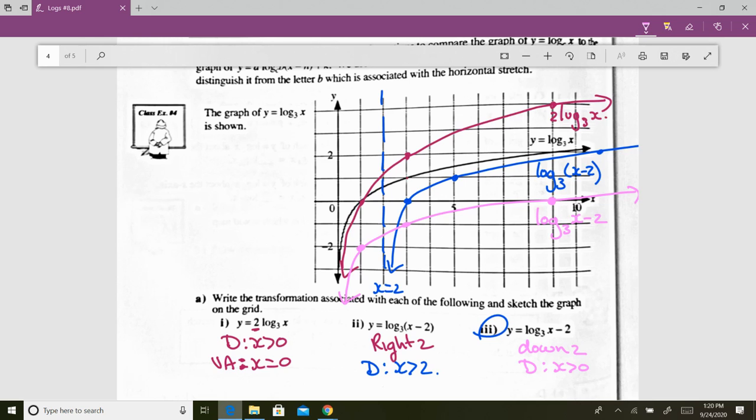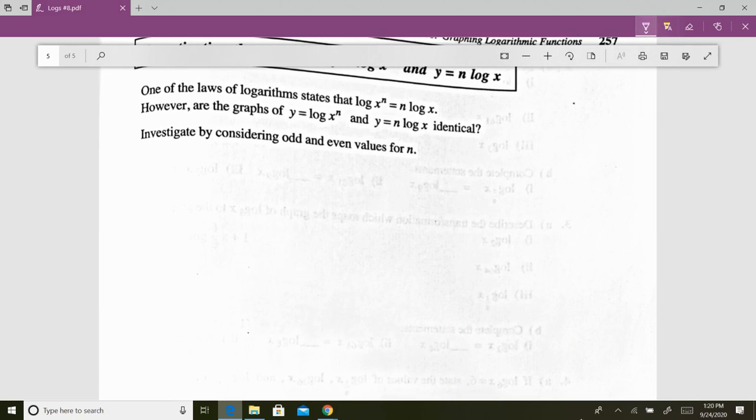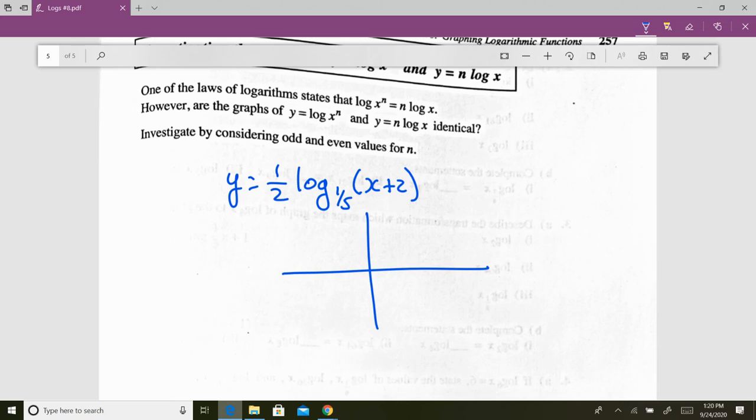So all you need to know, what I would expect you to be able to do, is on a test, if I said, sketch this, all I expect is for you to get whether it's rising or falling and get the asymptote right. So where is my asymptote on this graph? What's my domain on this graph?